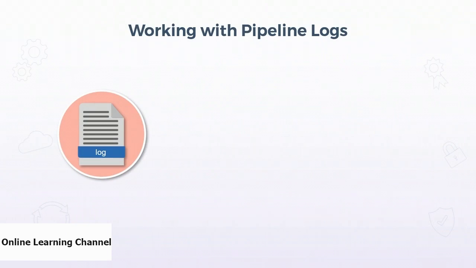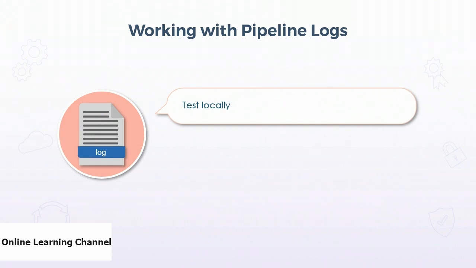Finally, let's quickly talk about working with pipeline logs. Now, pipeline logs are extremely useful because you can see what's going on as the pipeline executes. In fact, it's most useful when you test your pipeline locally. Now, imagine executing your pipeline in a system like Jupyter Notebook, or even on your own command line. All the logs would be output to the screen in front of you while the pipeline is executing.